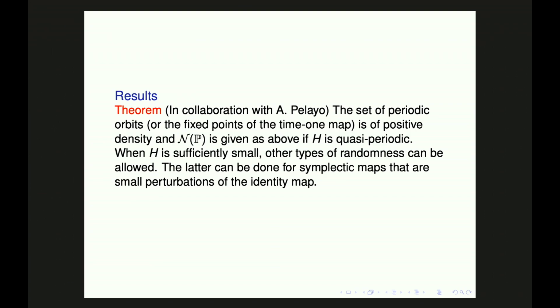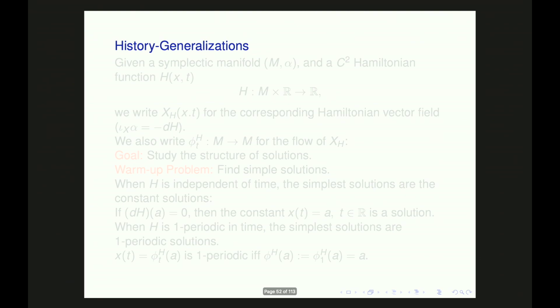But unfortunately, with the techniques that I can use here, I have to assume that H is small. Or if I express things in terms of the time one map, the symplectic map that I have, which is the time one map of the Hamiltonian, if H is small, that means the symplectic map is sufficiently close to the identity map. So if that is the case, then I have additional results covering other stationary processes. So far, so good.